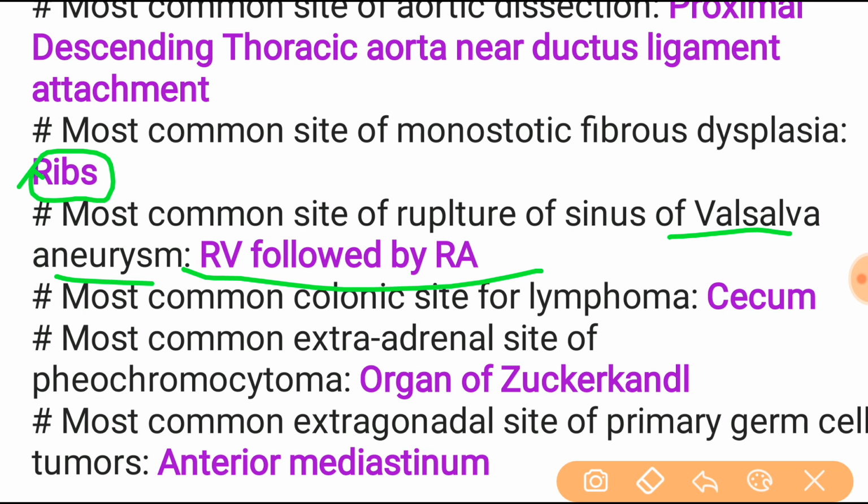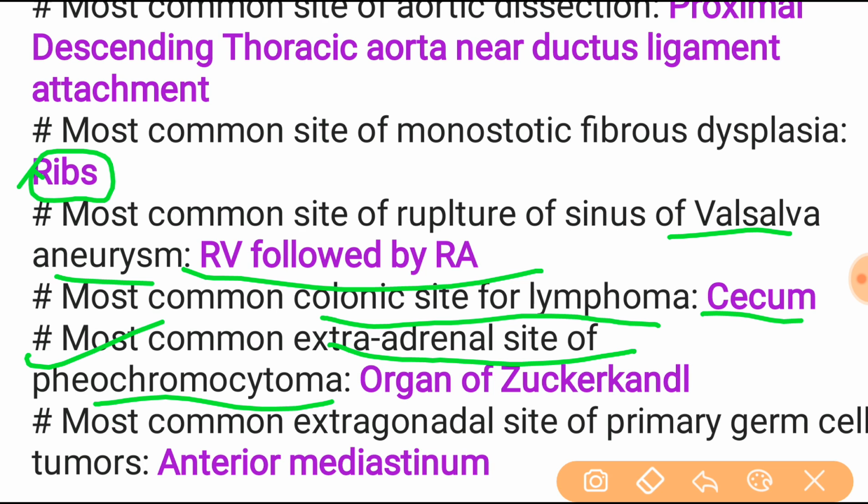The most common colonic site for lymphoma is the cecum, and most common extra-adrenal site of the pheochromocytoma is called the organ of Zuckerkandl. Your pronunciation will be different from my pronunciation, so make your own.